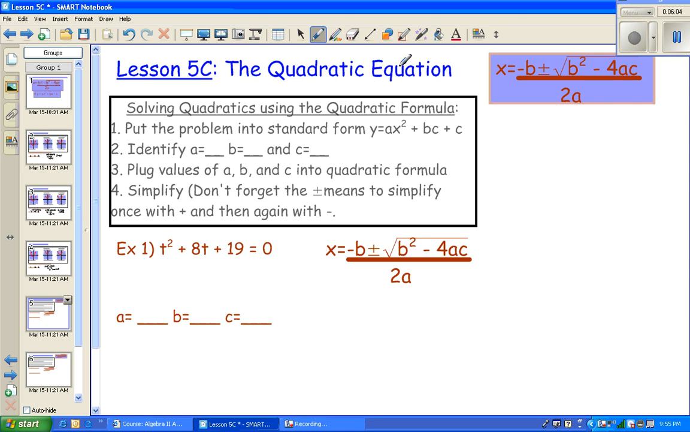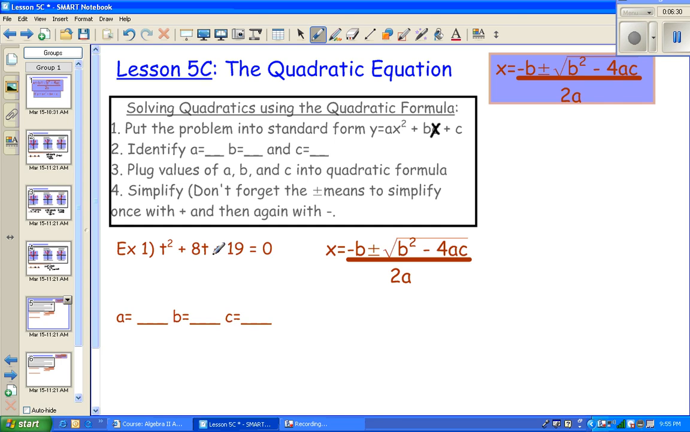The nice thing about the quadratic formula is it works for every kind of problem. You don't have to worry about whether or not it can factor, and there's a typo right there. You don't have to worry about whether or not you can take the square root of it, or how to complete the square, or anything like that. No matter what, it's going to give you the correct answer. So it's a good thing to always have in your back pocket.